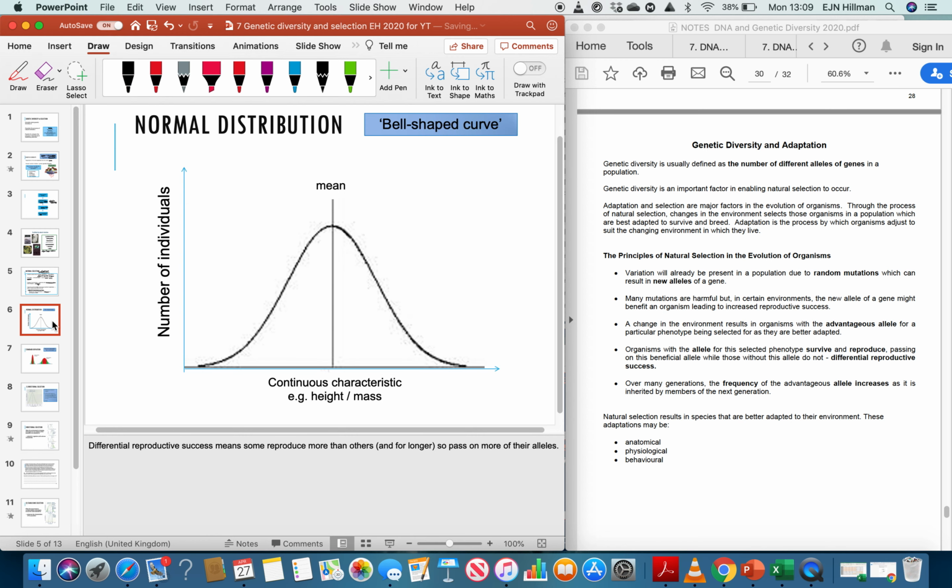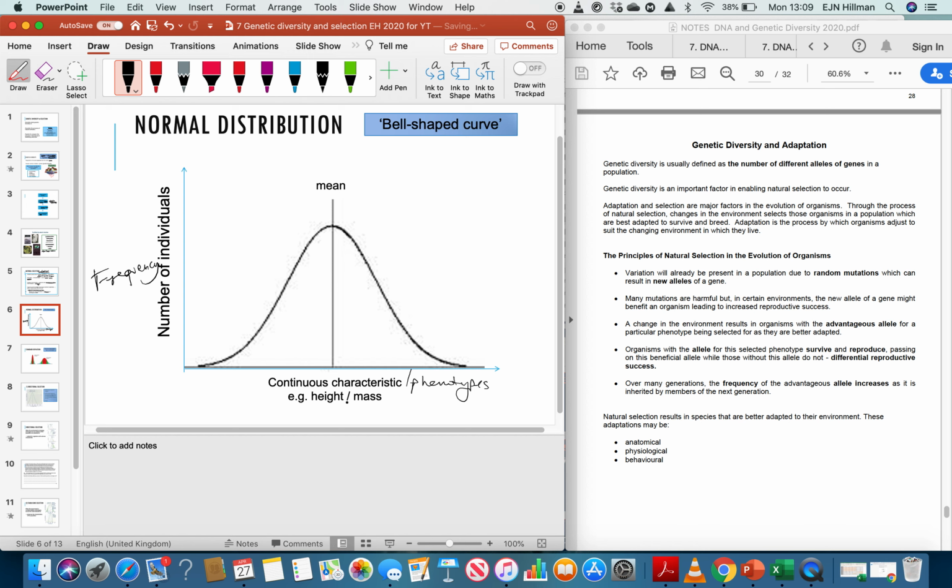Okay, so let's move on. These curves are called a normal distribution, and we see this really often in biology when we are looking across a population at the particular characteristics or phenotypes, and when we measure those phenotypes and the frequency of those phenotypes in a population.